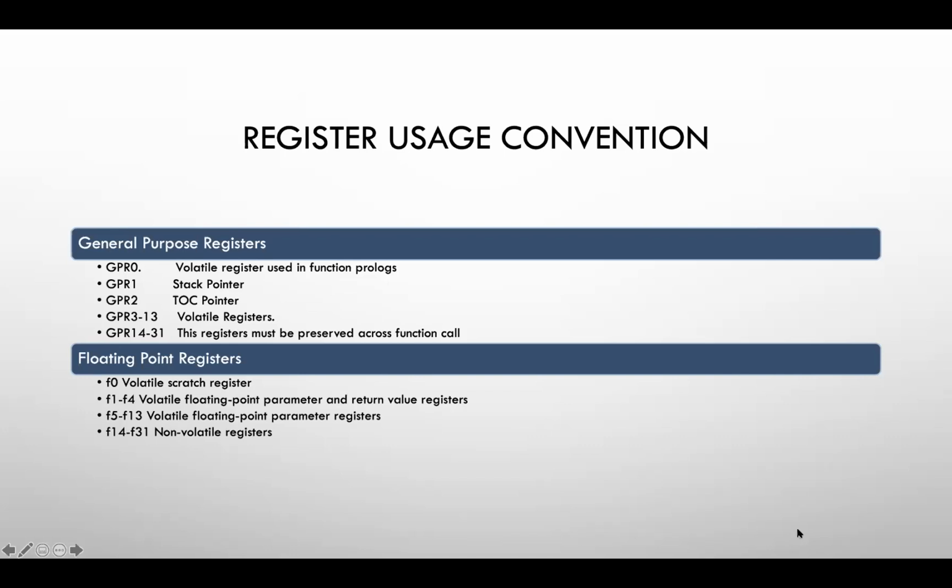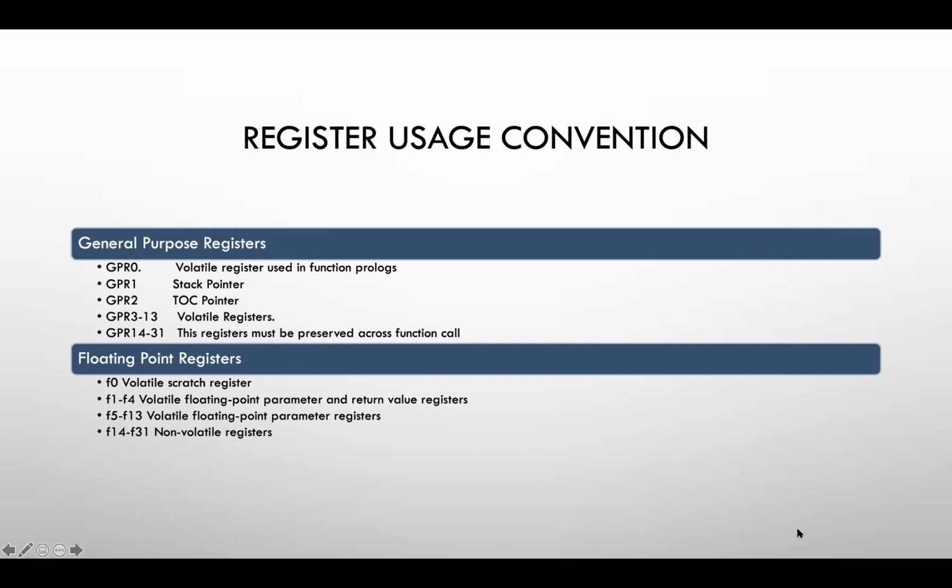So this is about general purpose registers. If you basically see, GPR 0 and 3 to 13 are volatile registers, 1 and 2 are used for the specific purposes of stack and TOC, and 14 to 31 are non-volatile registers. These registers need to be preserved from one function call to another function call.